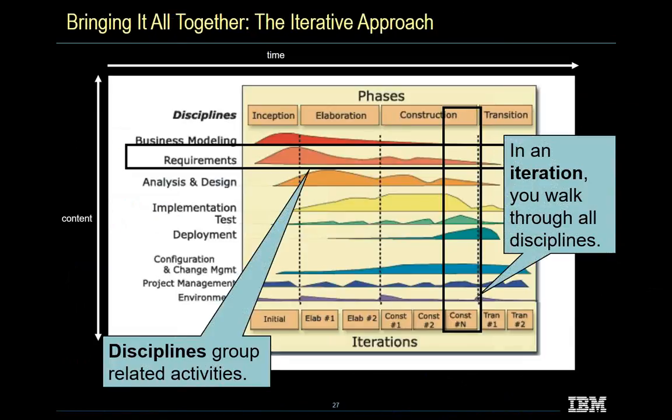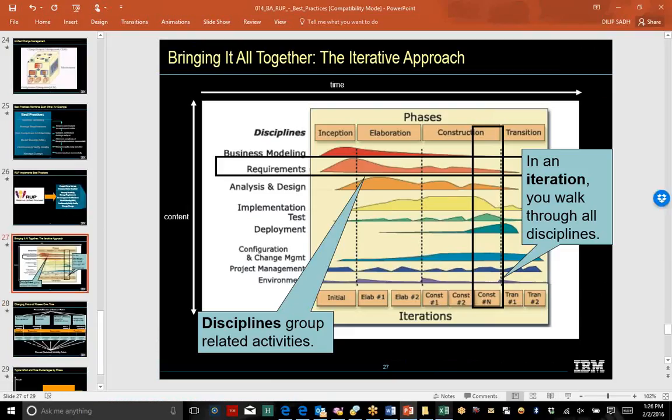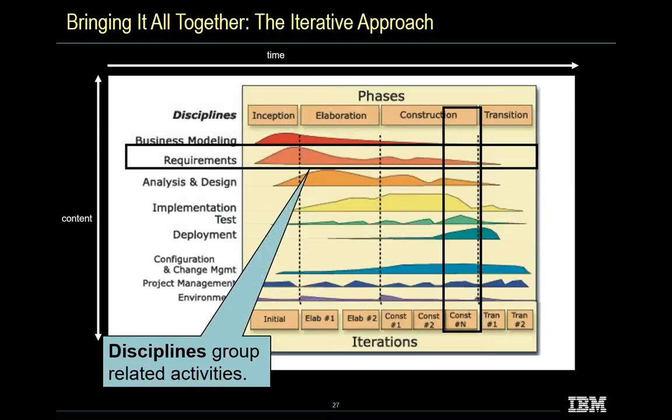Bring it all together. The iterative approach. Phase 1, phase 2, phase 3, phase 4. Make sure you do business requirement gathering, analysis, design, implementation, test, development, change management, project management, environment, all of them going together. Bringing it all together, working together in harmony. This is important. Slide. It is collaborative working.